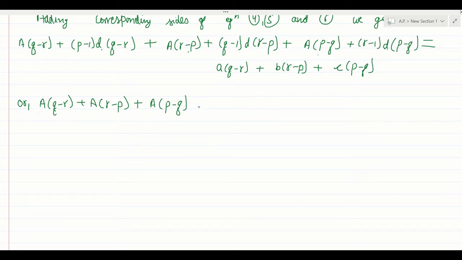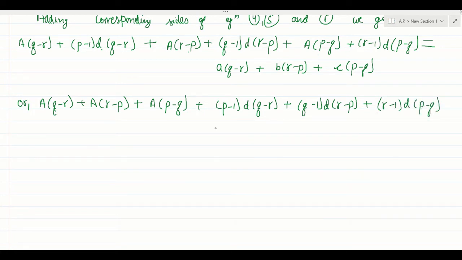So first of all, let me put them together. So it is (p − 1)d(q − r) + (q − 1)d(r − p) + (r − 1)d(p − q) equal to the right hand side, which is copied: a(q − r) + b(r − p) + c(p − q).